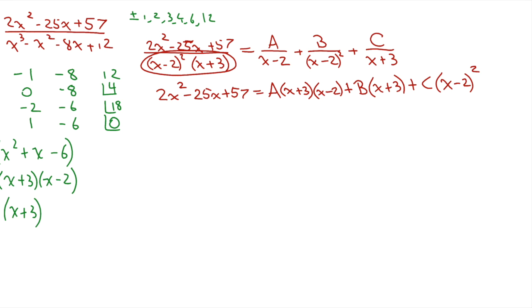Yeah, I'm sorry, this one's worse. All right, let's concentrate on the right-hand side. I'm just going to expand it out. So this is a times x squared plus 1x minus 6, plus b times x plus 3, plus c times x squared minus 4x plus 4. I'll do the foiling first and then collect like terms.